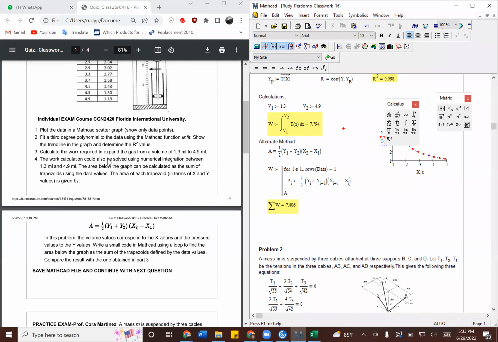Part 4 says the work calculation could also be solved using numerical integration between 1.3 and 4.9. Numerical integration is integration through calculations, like geometry, right Riemann sum, left Riemann sum, and then trapezoidal sum. So those are numerical integrations. This right here is, what's the word? Definite. Wait, this one.